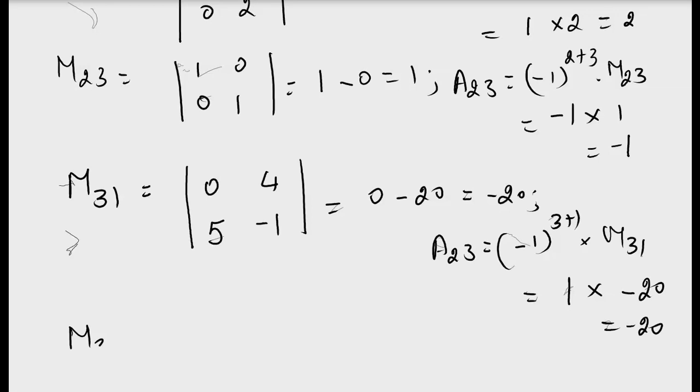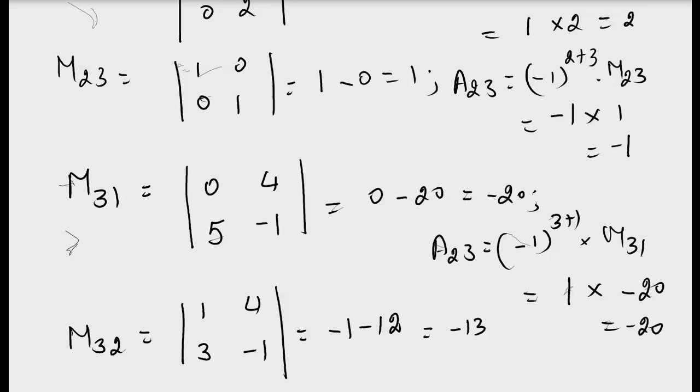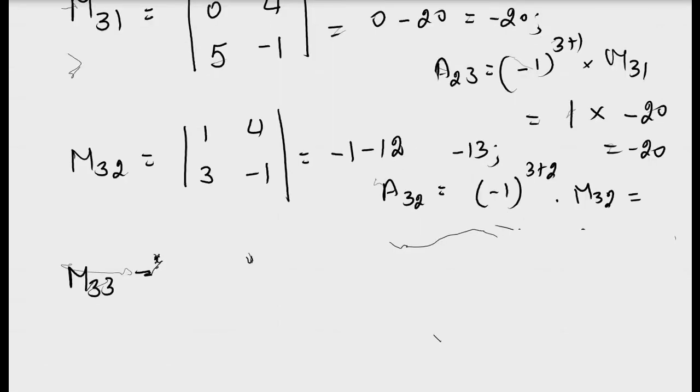Next is M32 is equal to, now we'll have to leave the third row and the second column. So you'll be left with 1, 4, 3, minus 1, which is equal to minus 1 minus 12, which is equal to minus 13. And A32 is equal to minus 1 to the power of 3 plus 2 into M32, which is equal to 13. I made a mistake there, so that will give 13.